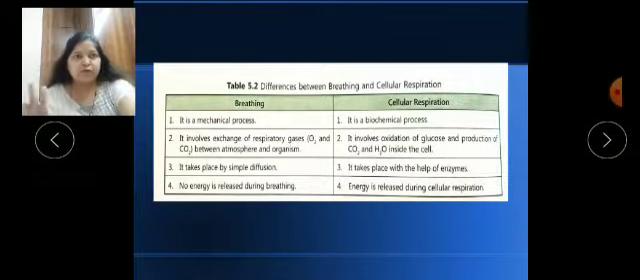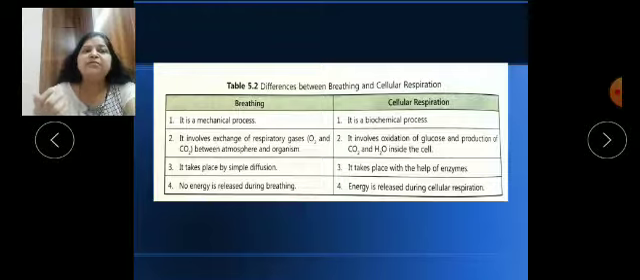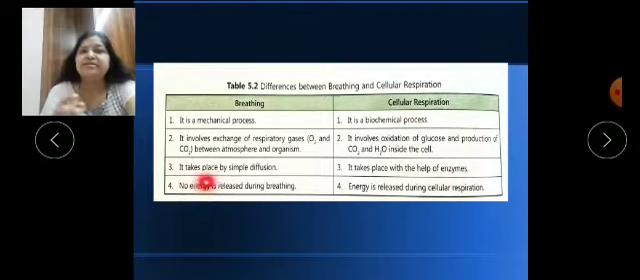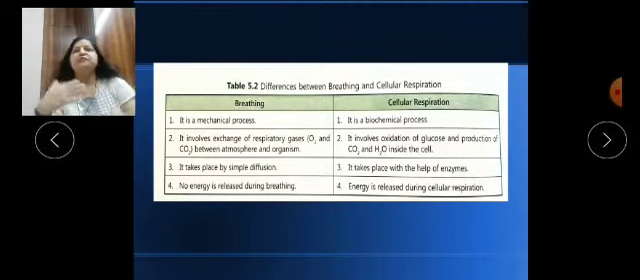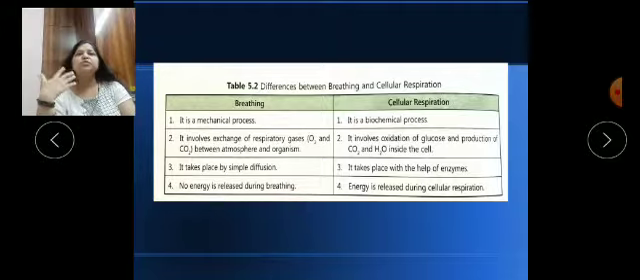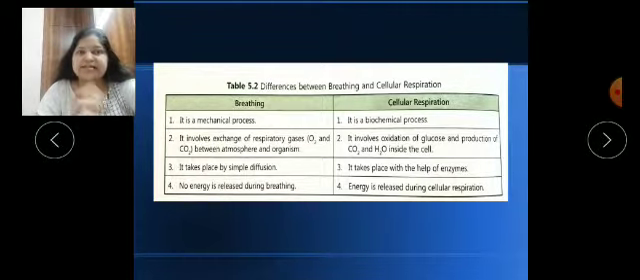between the atmosphere and our lungs, the alveoli part. Cellular respiration involves the oxidation of glucose, and it produces carbon dioxide, water plus energy inside the cell organelle. Breathing takes place by simple diffusion. You know, diffusion is a process through which compounds and elements transfer from higher concentration to lower concentration. As we all know, in the atmosphere the percentage of oxygen is very high, so from the higher concentration we can inhale it, and it can go into our lungs. So that is simple diffusion.